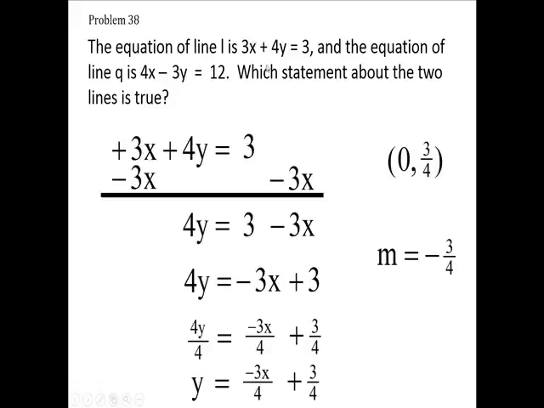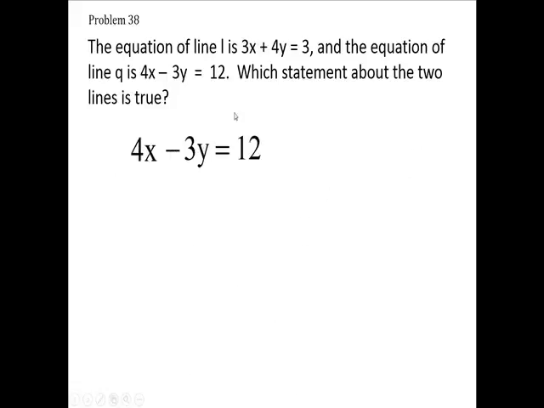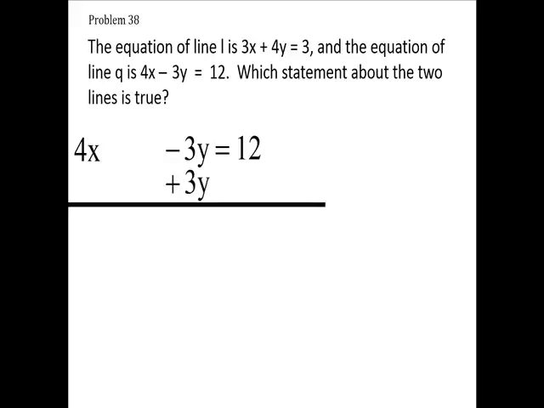Now that's my first equation. Let's go to the second equation now. The 4x minus 3y is 12. Space it out. Add 3y to both sides. Now why am I doing that? Because I want to get a plus coefficient for y. I want the number in front of y to be plus. So I'm going to get rid of this from here. I'm going to put it over here as a plus.